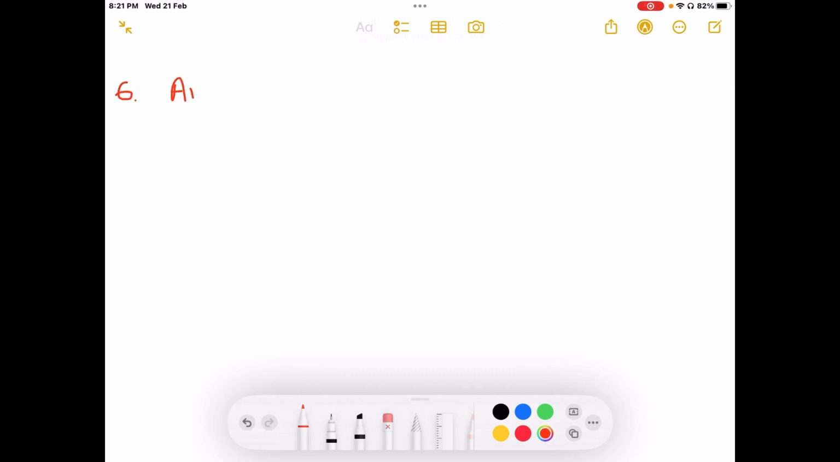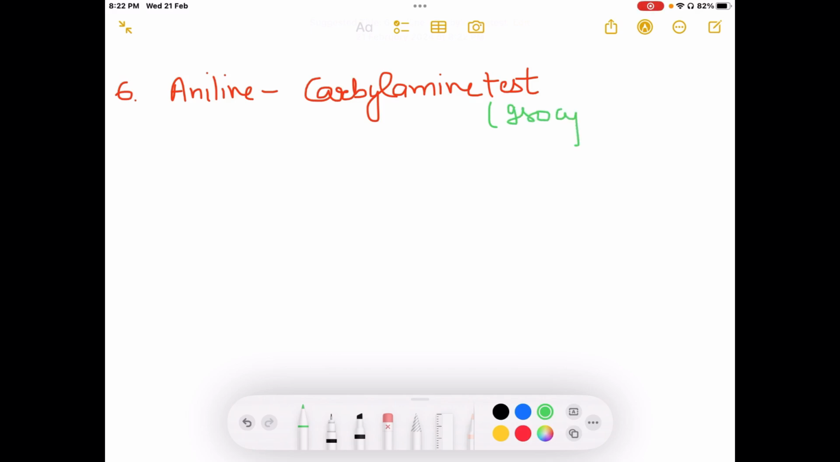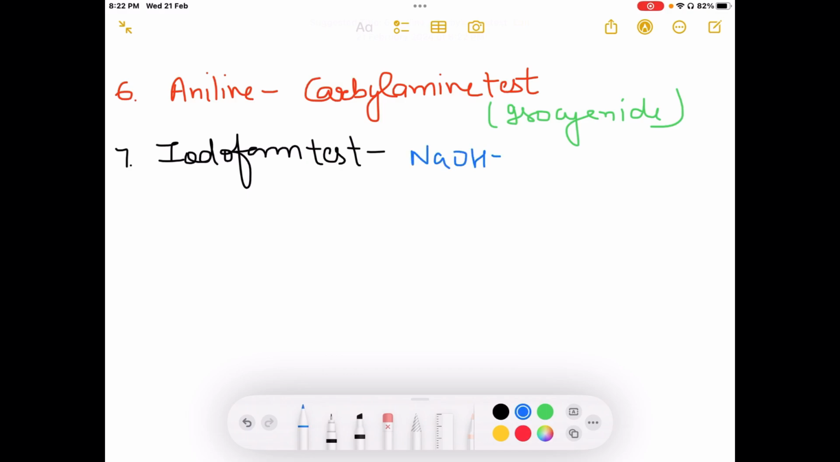Next is aniline. For aniline, we perform the carbylamine test. This results in the formation of isocyanide gas. Last is the iodoform test, the most important one, which we do with the help of NaOH plus I2. The two combine with each other, resulting in the formation of NaOI.